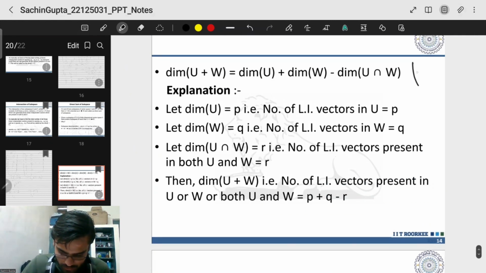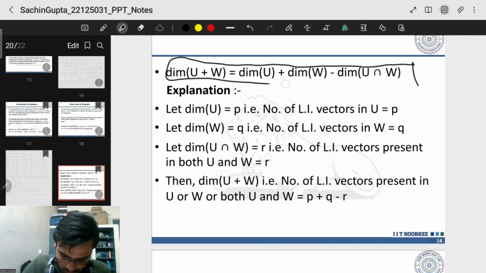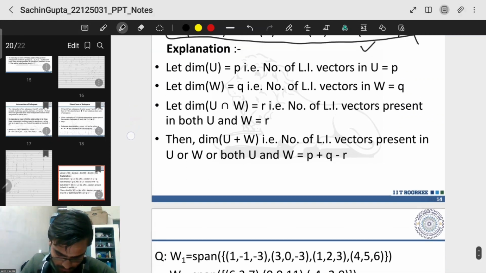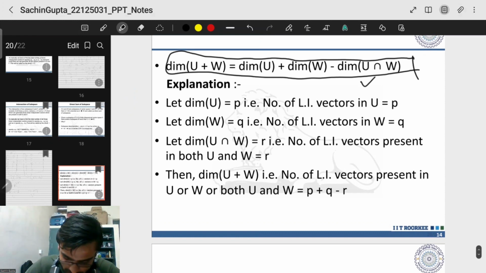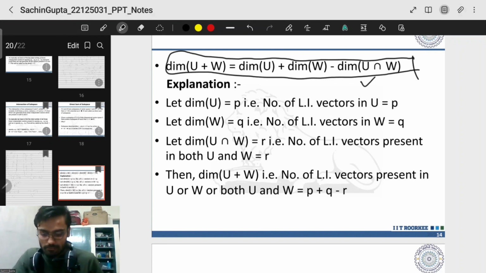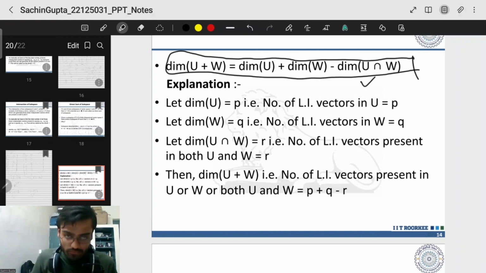Now there is one formula, but if you have understood all those previous topics which I have told, then you can also easily derive this. Dimension of U is the number of linear independent vectors present in U. Dimension of W is the number of linear independent vectors present in W. And dimension of U intersection W is the linear independent vectors present in both U and W.